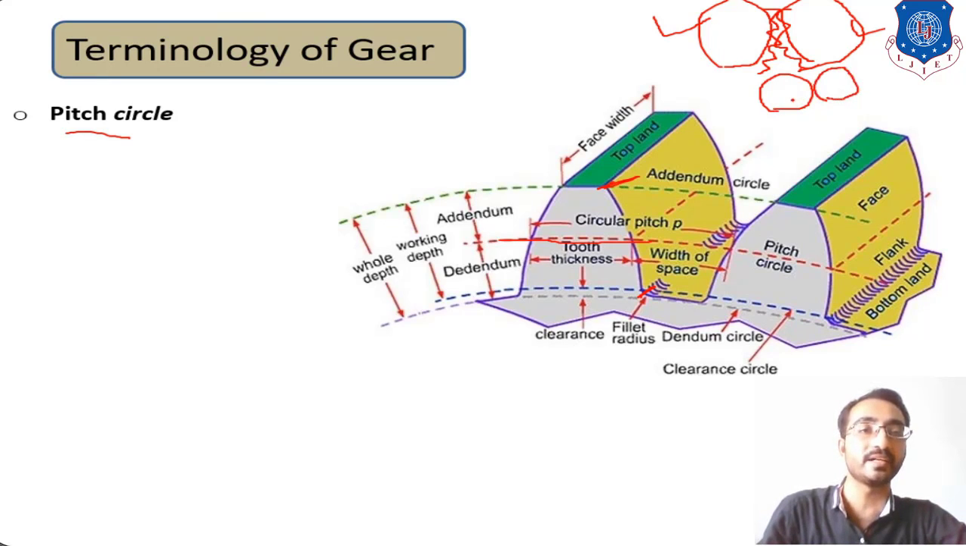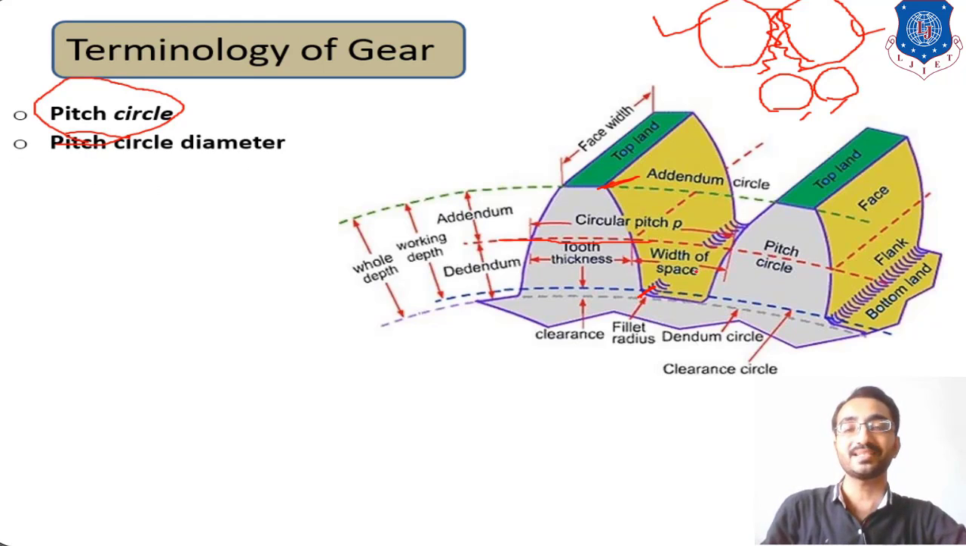Then this diameter which I have sketched over here is termed as a pitch circle diameter, where the pitch circle is an imaginary circle over which the gear teeth are considered to be meshing. Okay, so pitch circle diameter is very useful to identify or to clarify the size of the gear.